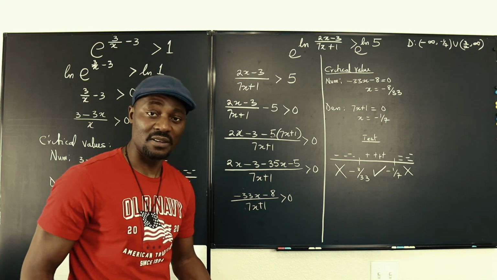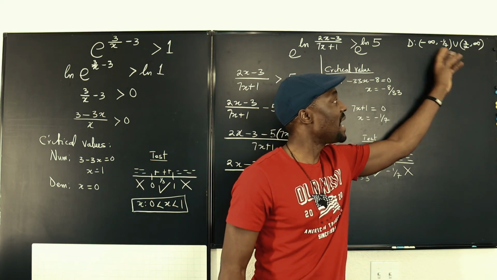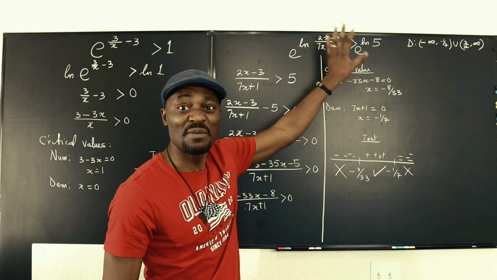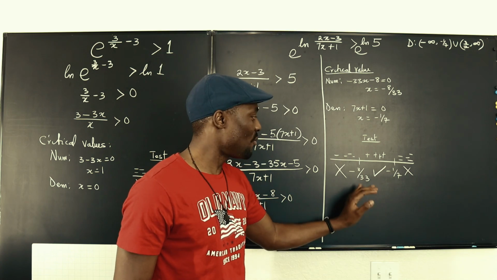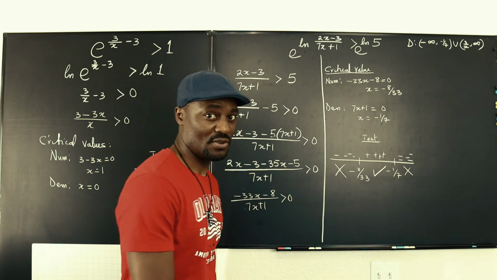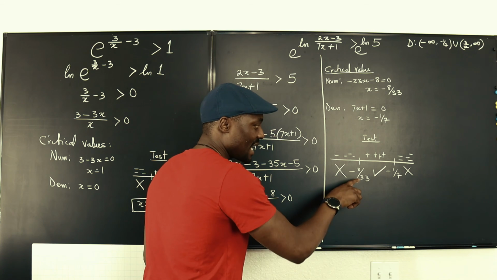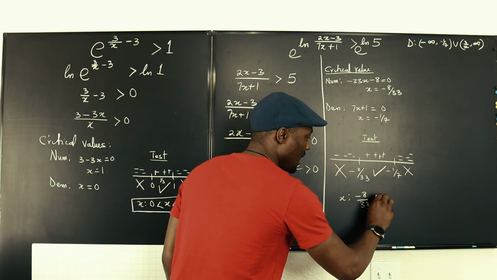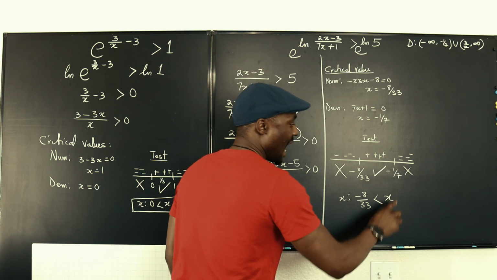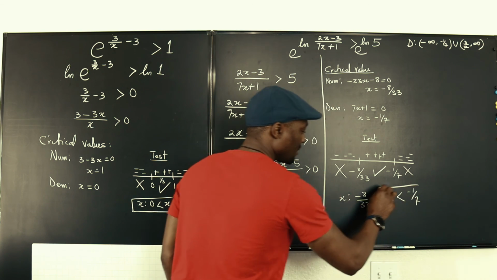Now I am very confident that I am correct because I recognized the domain of the inequality in the first place, and I've used it also in my testing, and whatever answer I have now is absolutely right. So it means my x is such that x is strictly between negative 8 over 33 and negative 1 over 7.